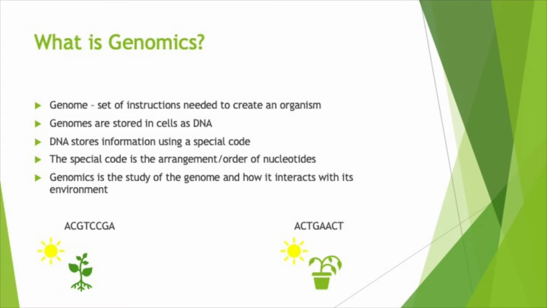On the left I have a certain order of base pairs and on the right a different order of base pairs. Because the order of the nucleotides is different, these sections of DNA are going to do different things. Just as an example to clarify, the order of base pairs on the left produces a protein that allows a plant to do well in drought conditions, but the order of base pairs on the right produces a different protein that does not help the plant in drought conditions. Genomics is all about how the genome interacts with its environment.